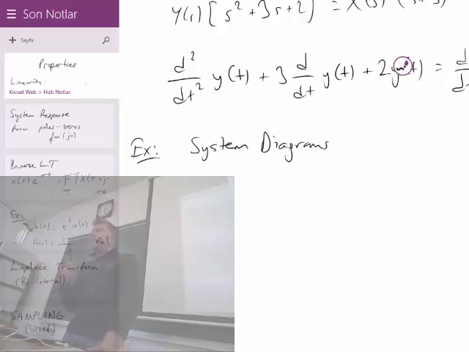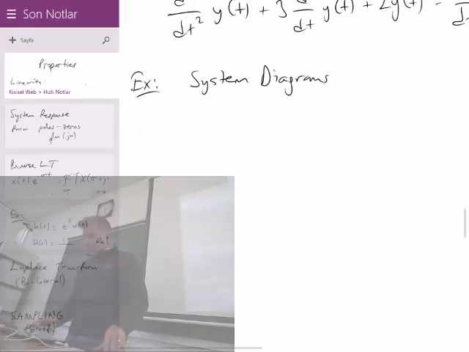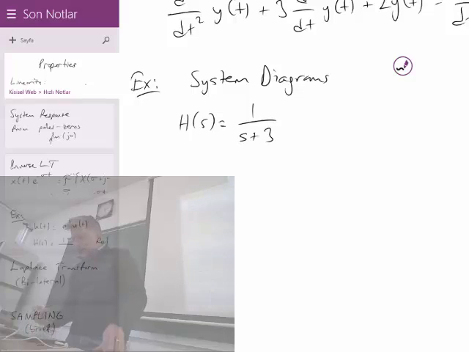Now, how can we draw the system block diagrams of some input-output relations in the Laplace domain if the system is given in the Laplace domain? So the example is as follows. H of s is given as 1 over s plus 3. The question may start from here, 1 over s plus 3, or it may start from an impulse response or an input-output relation, and you come up with this.